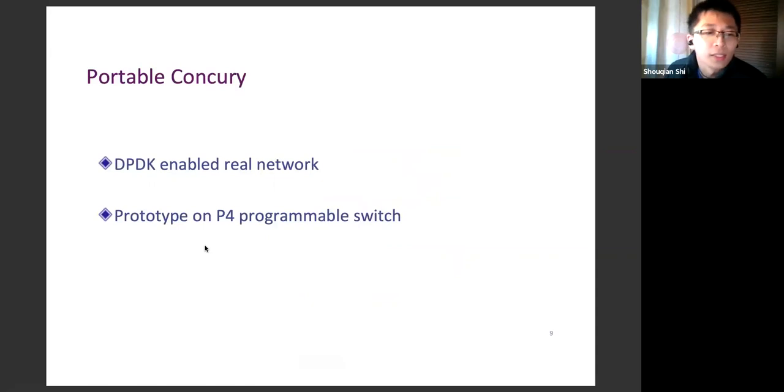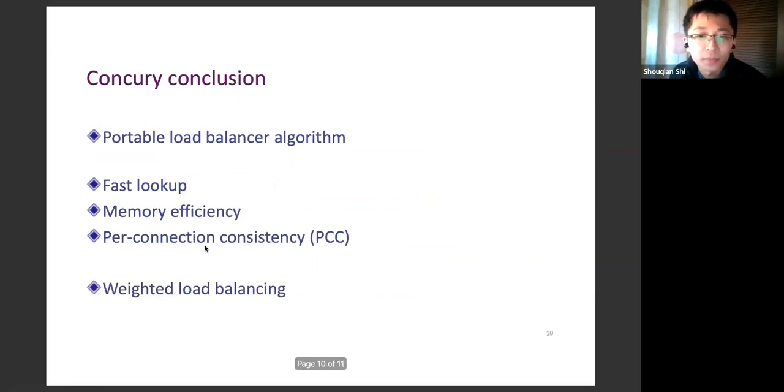Concurry is a portable solution and does not rely on any specific platform. It is deployed in a real network with DPDK. Also, a P4 version is available to run on compatible programmable switches. As a conclusion, Concurry is portable to many platforms, and Concurry is fast in lookup while keeping a compact memory footprint and per connection consistency. And Concurry provides weighted load balancing for heterogeneous DIPs.